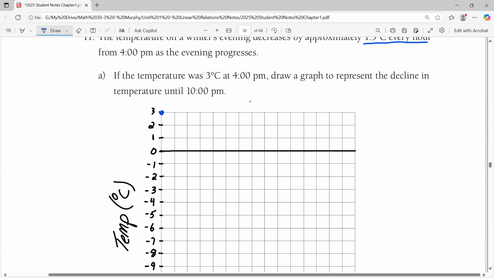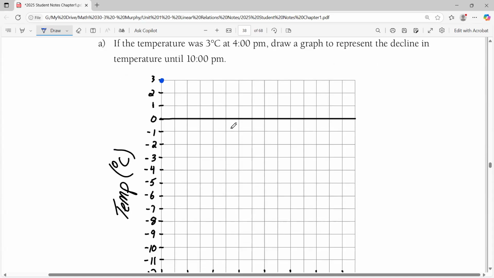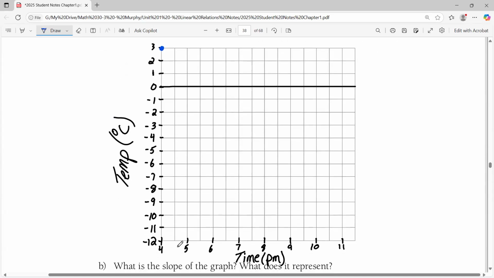Okay. So what we kind of need to do here is make a table, or we could just think about it logically. So let's try and do it without a table this time. If I were to go 1 more hour into the evening, it should go down from 3 degrees down to 1.5, because it's gone down 1.5 degrees at 5 p.m.